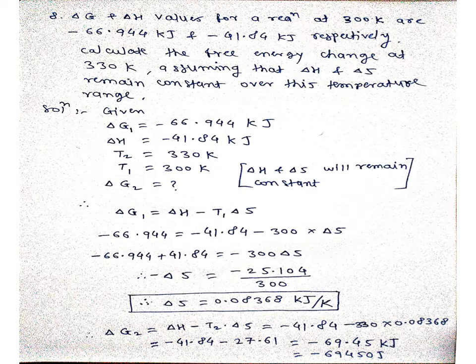And this will be a spontaneous process because the value of delta G is negative. If the value of delta G is negative, the process is spontaneous. If delta G is positive, the process is non-spontaneous. And if delta G is equal to 0, then the process is in equilibrium state.